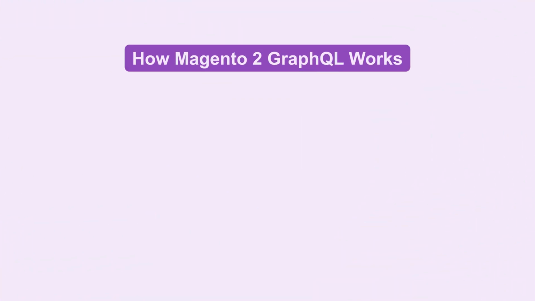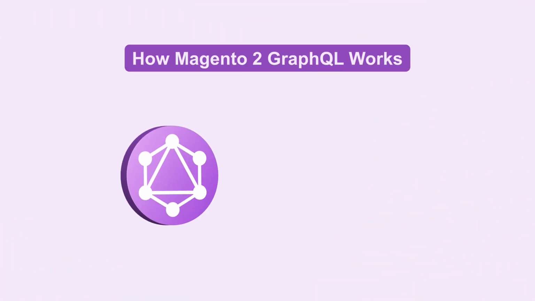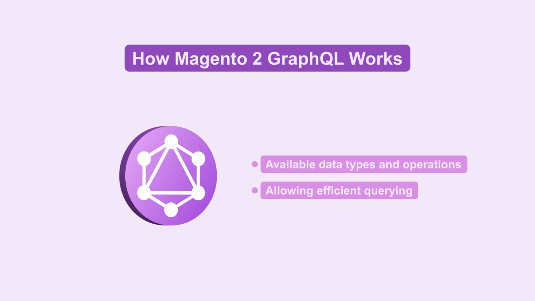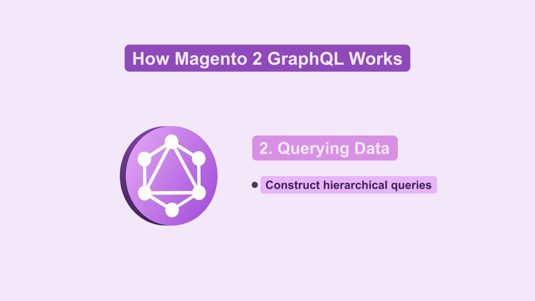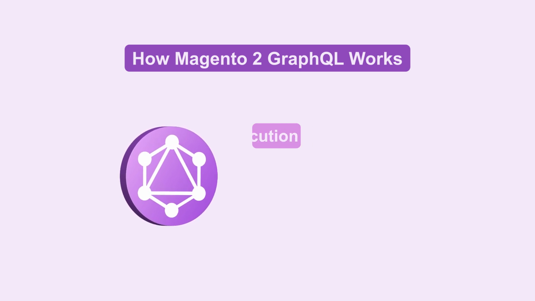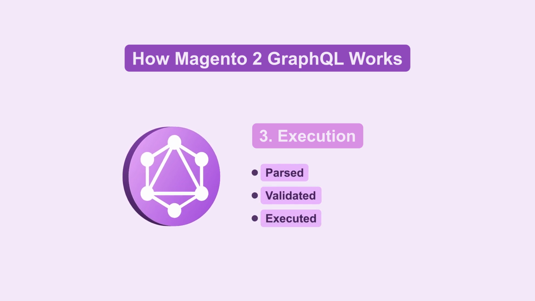First off, let's explore how Magento 2 GraphQL works. Magento 2 GraphQL outlines available data types and operations, allowing efficient querying. Clients construct hierarchical Magento 2 GraphQL queries, reducing the need for multiple endpoints. Magento 2 GraphQL queries are parsed, validated, and executed against the schema.